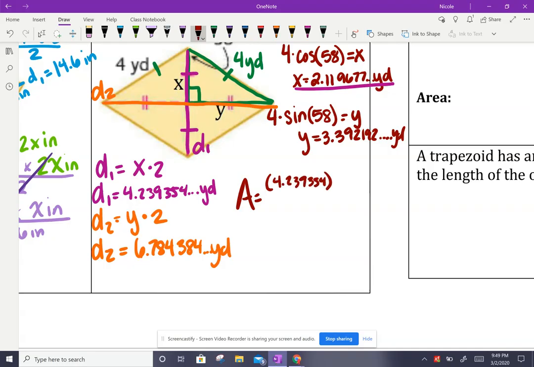And so for my final answer, for area, I'm going to take D1, which is 4.239354, continued, times diagonal 2, which is 6.784384, continued, over 2. So I'm going to take these two full decimals, take the whole things with you, and multiply them together, and then divide by 2. So my area, now I round to the nearest tenth. My area is 14.4 yards squared.